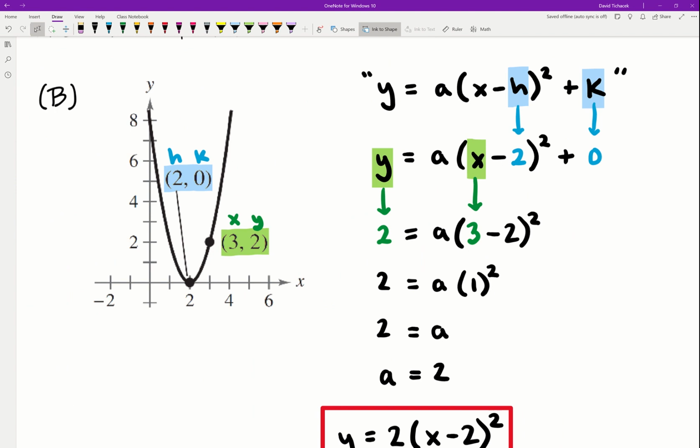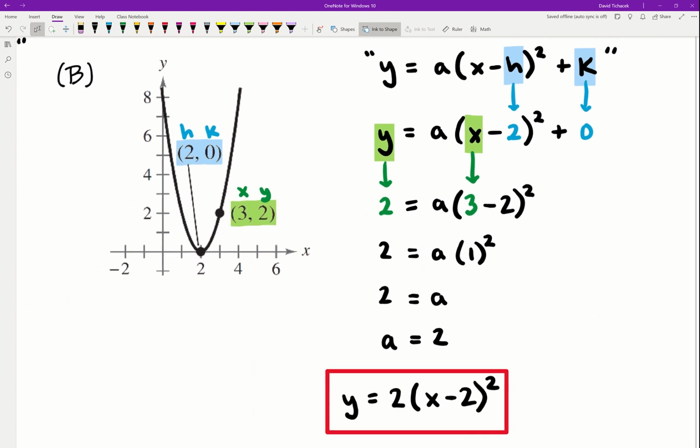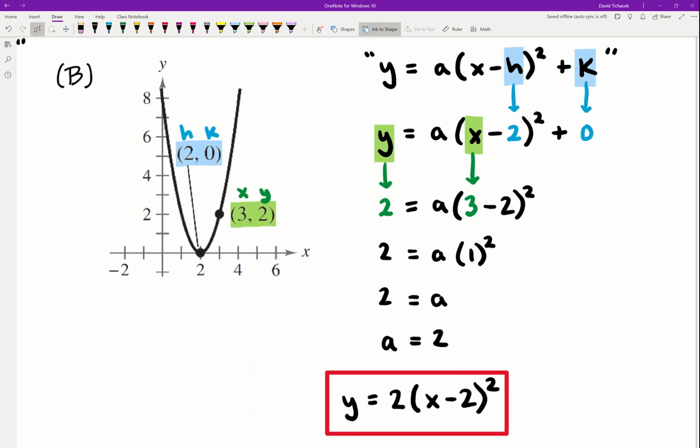A real quick snapshot for part B. It's basically the exact same problem. Give you a different picture here. Just be sure that you are clear on which one of these coordinate points is the vertex and which one is the other point in the problem. I'll give you a minute to pause the screen there, and then we'll continue.